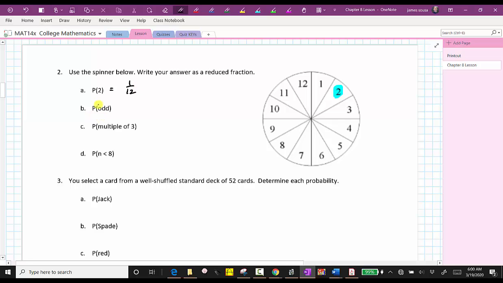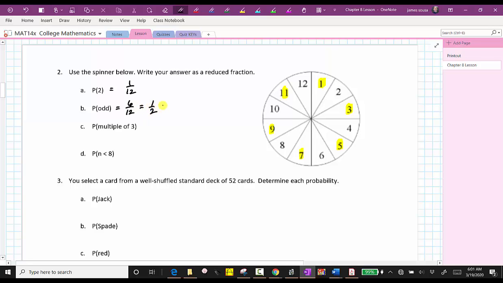Next, we want the probability of an odd. Half of the numbers from 1 through 12 are odd. The odd numbers are 1, 3, 5, 7, 9, and 11. There are 6 favorable outcomes out of a total of 12. The probability of rolling an odd number is 6 divided by 12, or 6/12, which simplifies to 1/2.